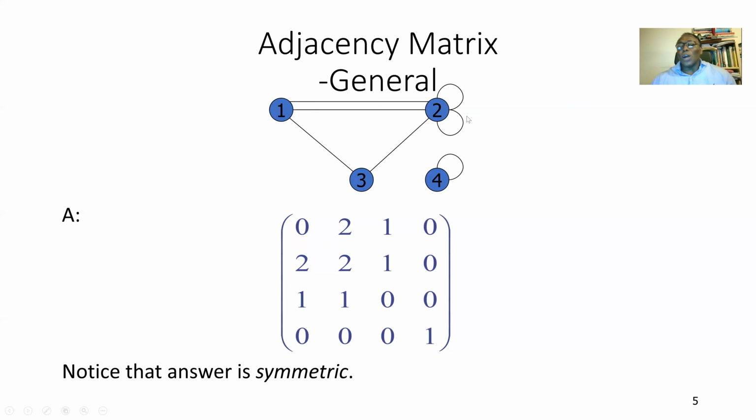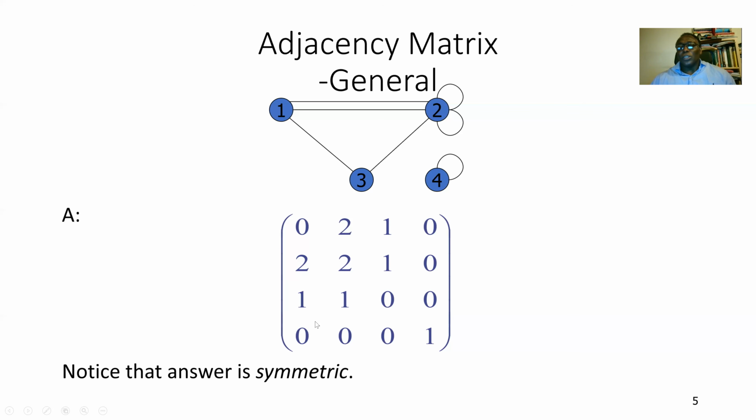I'll go to the second row, I'll stand at 2. 2 to 1 first. 2 to 1 is 2. 2 to 2, we have 2 loops, so it's 2. Again, some textbooks will say a loop is 4, but here we say 2. Then 2 to 3, we have 1. Then 2 to 4, there's no edge, so it's 0. I'll stand at 3. 3 to 1 is 1, only one edge. 3 to 2, only one edge. 3 to 3, there's no loop, so it's 0. 3 to 4, there's nothing, so it's 0.